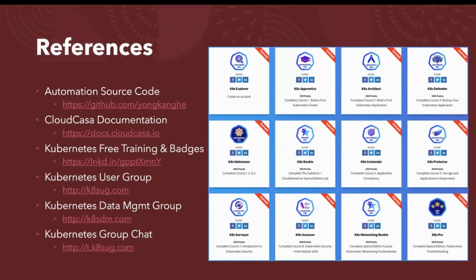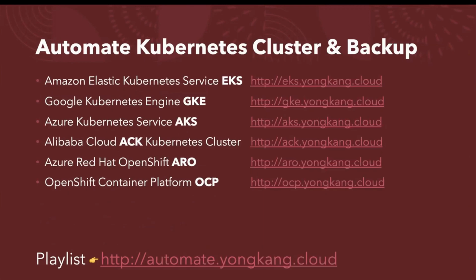I'm just including a few reference links here. I will share the slides with you. I know it's about time, so I don't want to touch too much here. And I do love automation. If you love automation, I built automation to cover not only AWS EKS, GKE, AKS, Alibaba Cloud, and Azure Cloud, but also OpenShift.